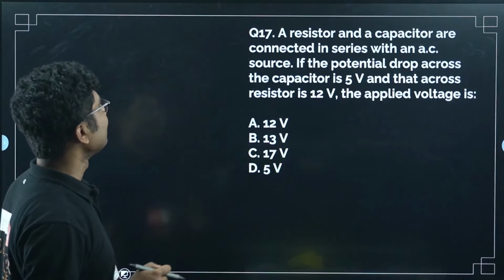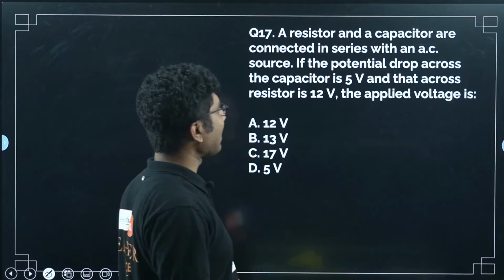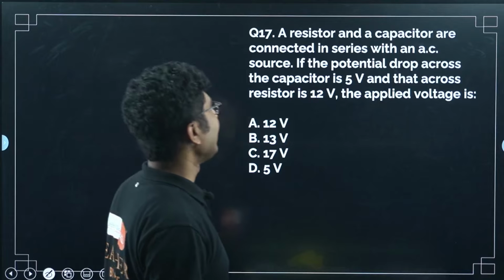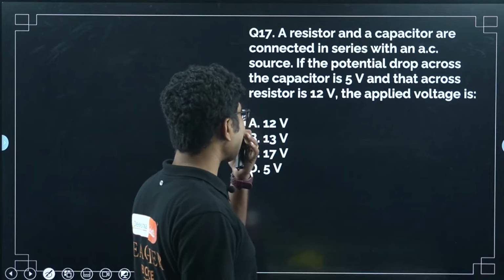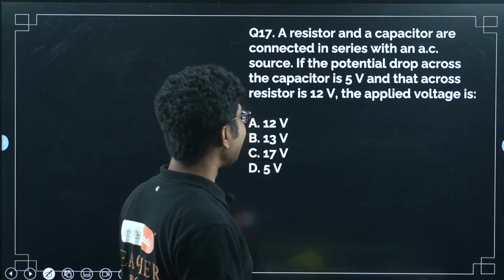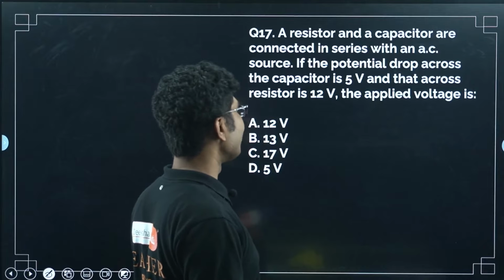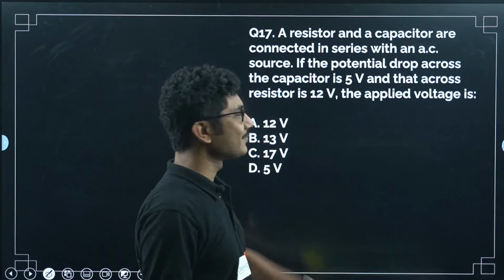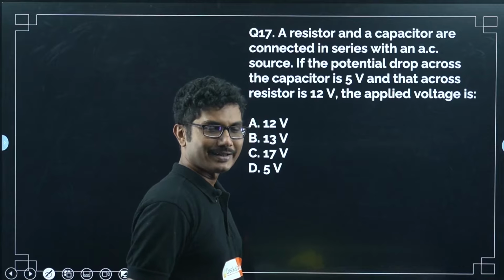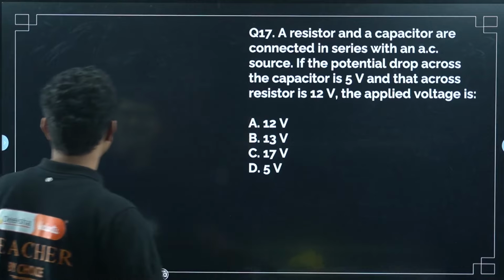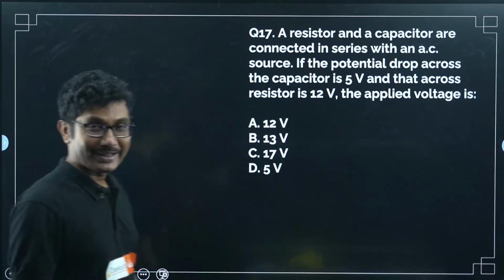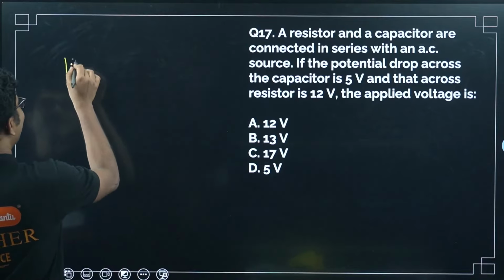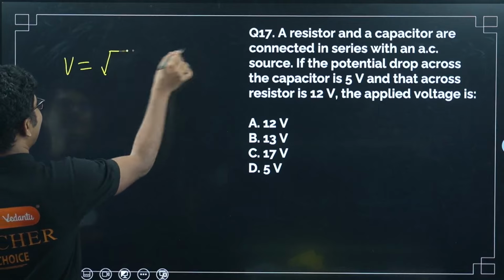Okay, now let's move on. A resistor and a capacitor are connected in series with an AC source. If the potential drop across the capacitor is 5 volt and that across the resistor is 12 volt, then the applied voltage is? Simple problem. 12 plus 5 is 17, no? Yes. If you are saying 12 plus 5 is 17 is the correct answer, then unfortunately you are wrong. So the correct option is C.